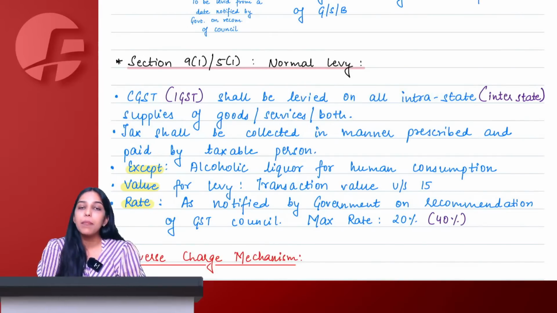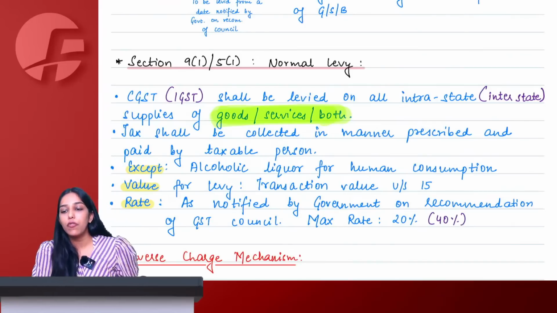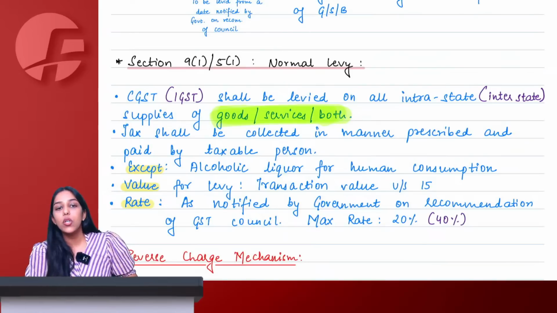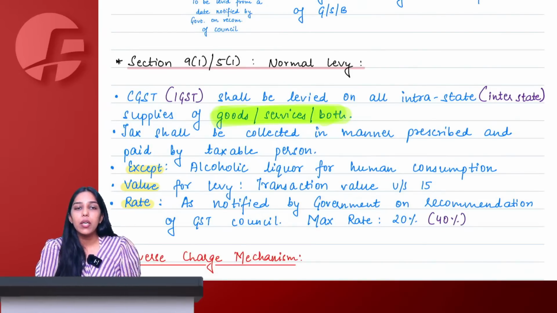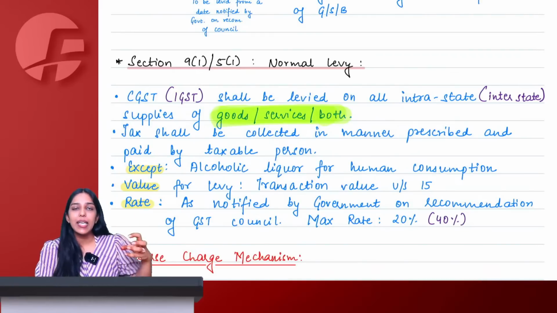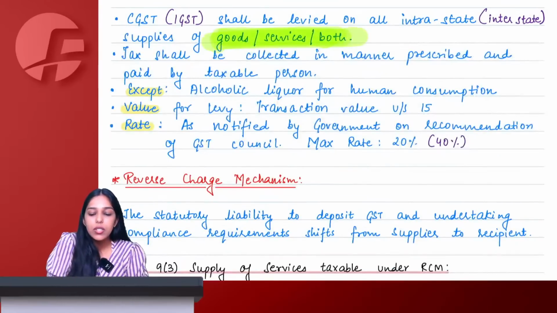So GST will be applicable on all the supplies of goods, services or both. Of course, GST is only applicable on goods, services or both. Tax, who will collect and pay to government? The taxable person will collect and pay the tax to government in the prescribed manner. Right. On all goods, services or both.